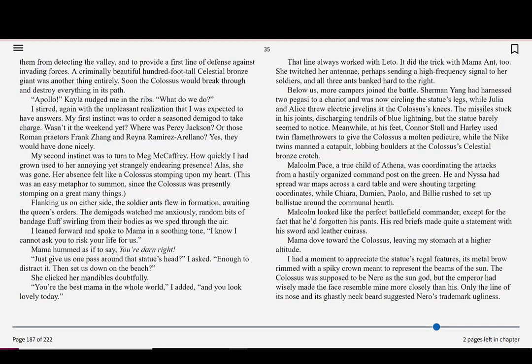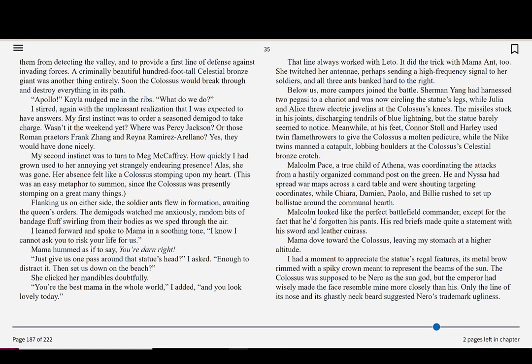"Apollo!" Kayla nudged me in the ribs. "What do we do?" I stirred, again with the unpleasant realization that I was expected to have answers. My first instinct was to order a seasoned demigod to take charge. Wasn't it the weekend yet? Where was Percy Jackson? Or those Roman praetors, Frank Zhang and Reyna Ramirez Arellano? Yes, they would have done nicely.